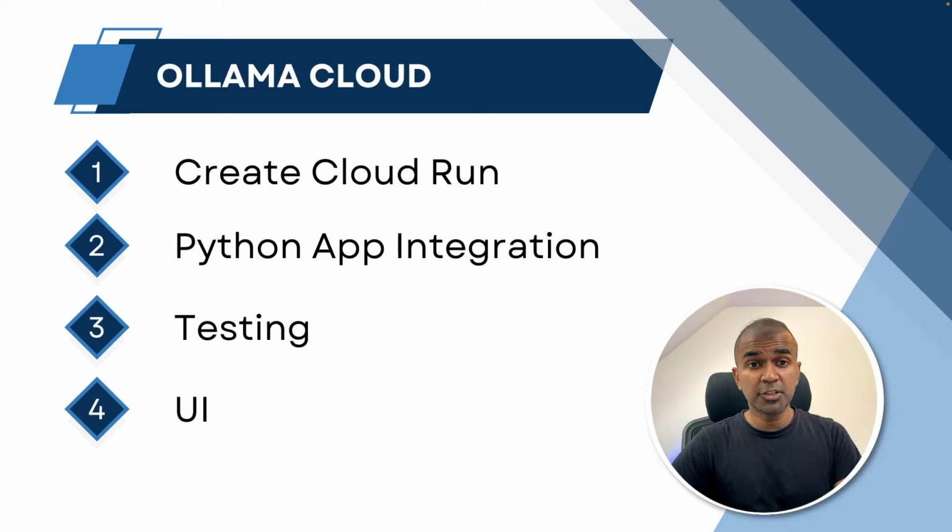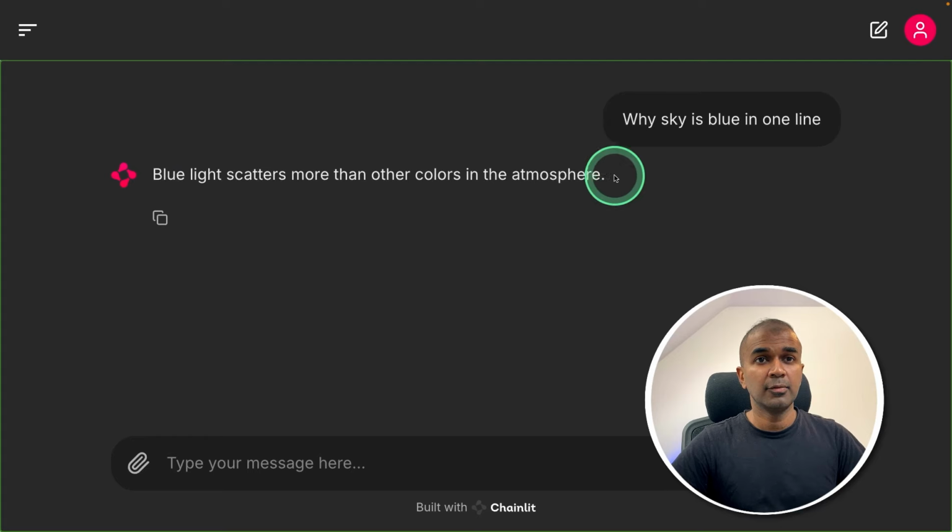In this video, I'm going to take you through step by step how you can publish AI in the cloud using Ollama and Cloud Run, then how you can integrate that within Python application, test the application, and finally create a user interface which looks like this. Even if you're an absolute beginner in coding, you should be able to do this, and I will provide all the code in the description below. That's exactly what we're going to see today. Let's get started.